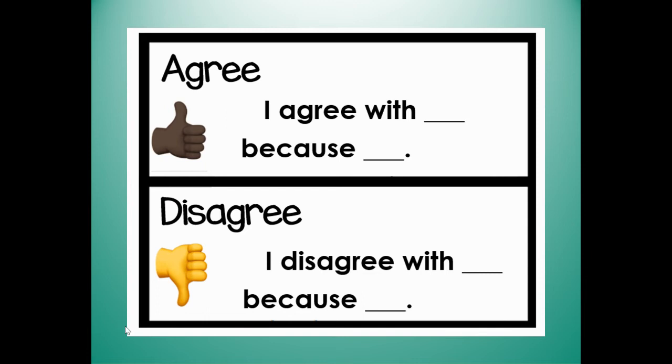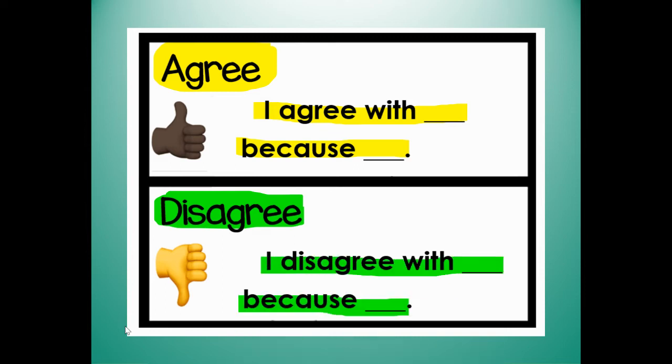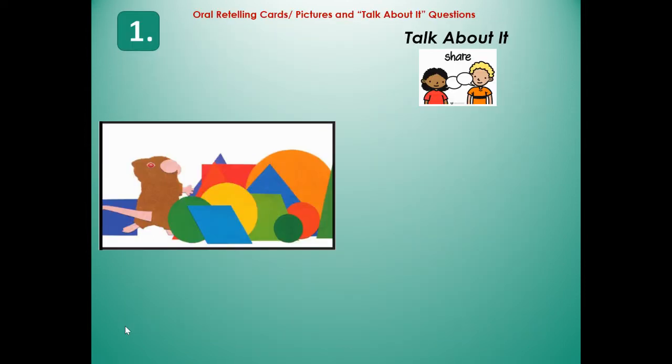When you are speaking with a partner, you may agree with them or you may agree with me. And if so, you can say, I agree with you because, and say why. You can also respectfully disagree. And if you disagree, you can say, I disagree with you because, and say why.